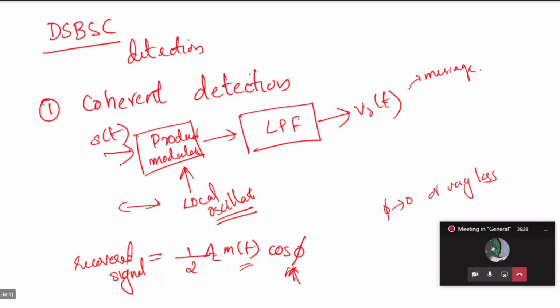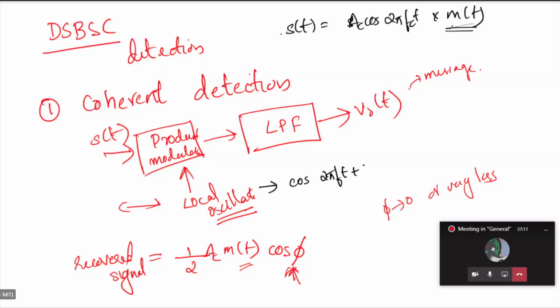See here, S of t is the input signal, and let me derive the expression. What is the incoming signal S of t? S of t is Ac cos 2 pi fc t into m(t). This is a DSBSC modulation. So from that you need to get m(t) back. How? You multiply a local oscillator signal with this input signal. Here the local oscillator is generating cos(2 pi fc t plus phi). Shall I do this mathematically? Yes, ma'am.